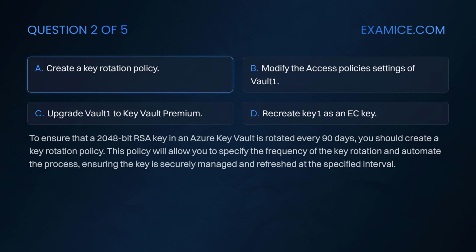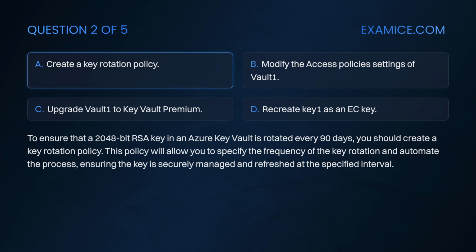To ensure that a 2048-bit RSA key in an Azure Key Vault is rotated every 90 days, you should create a key rotation policy. This policy will allow you to specify the frequency of the key rotation and automate the process, ensuring the key is securely managed and refreshed at the specified interval.